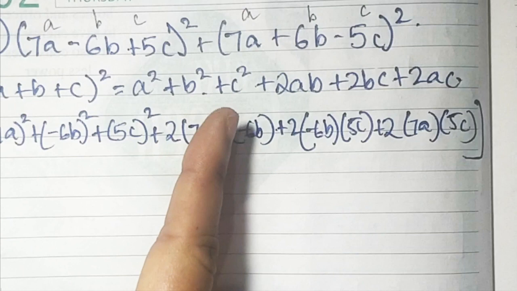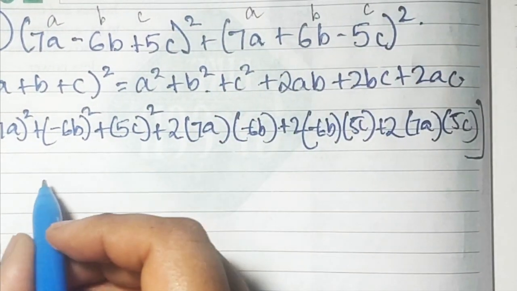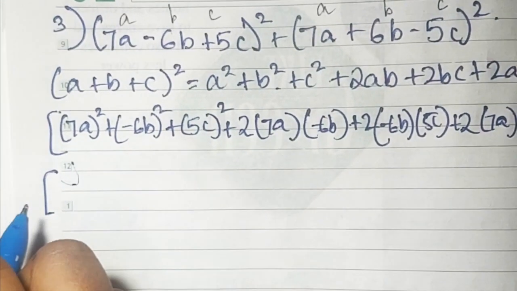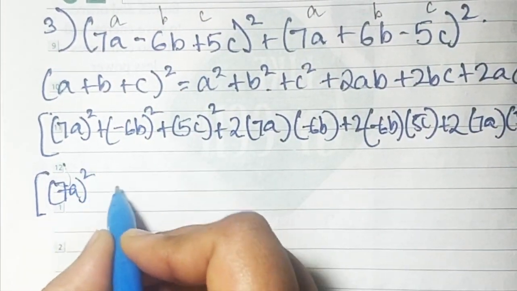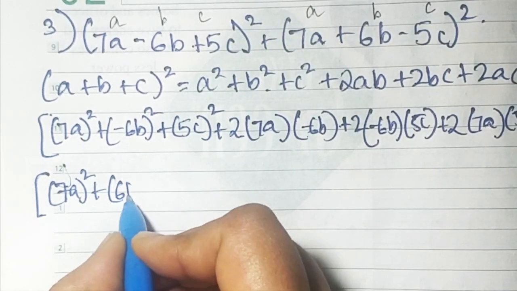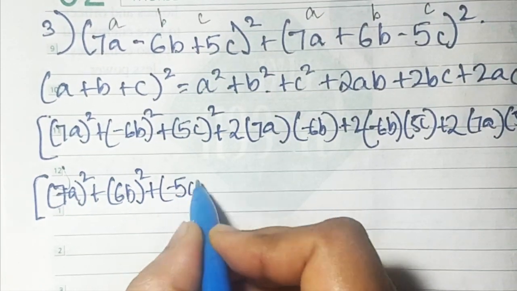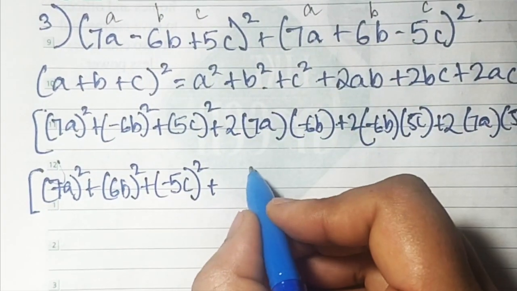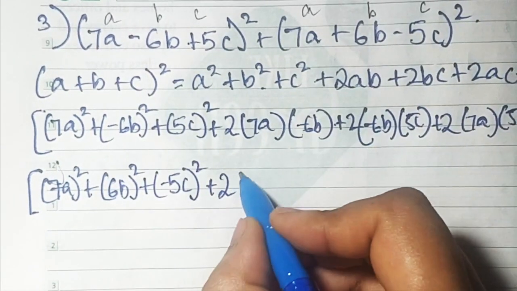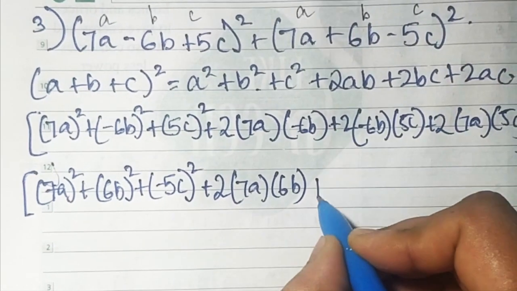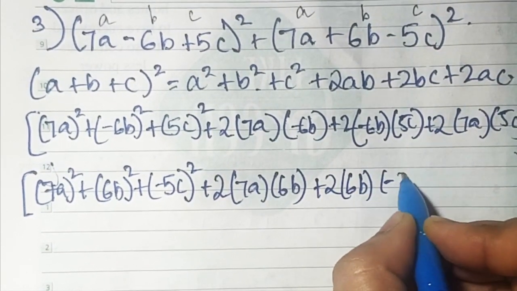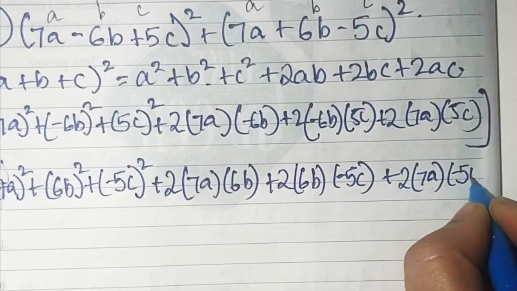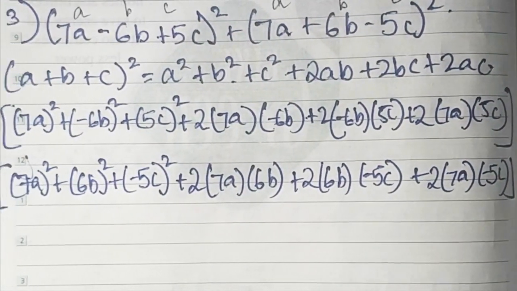Now plus the other bracket. So, the other bracket is a square, b square, c square again. So, you have 7a square plus 6b square plus minus 5c square. Okay, now plus 2ab. So 2ab is 2 into 7a, 6b, plus 2bc, plus 2ac. Both the brackets, both the substitutions are done.